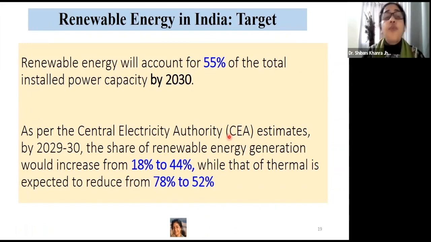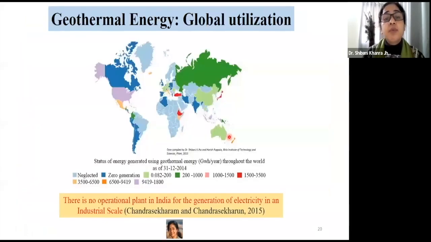India has put the target of renewable energy being 55% of the total installed power capacity by 2030. The Central Electricity Authority estimates that by 2030, the share of renewable energy generation must increase from 18 to 44%. At the same time, thermal is expected to reduce from 78 to 50%. So this itself reflects how much we need to promote the different elements of the renewable energy basket and explore them to their maximum potential.